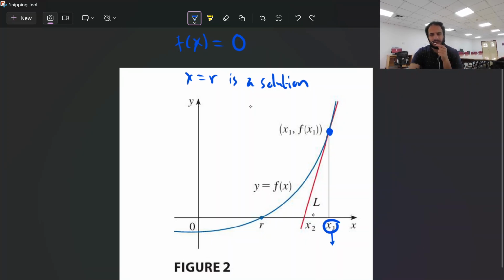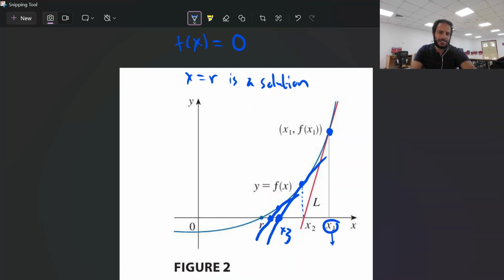So x2 is closer. And now, again, draw the tangent for this. Here you get x3. So you see, using tangents, you are making good approximations of the solution, right? Again, it will be something like this. So here x3, here x4. You keep getting closer to the solution.